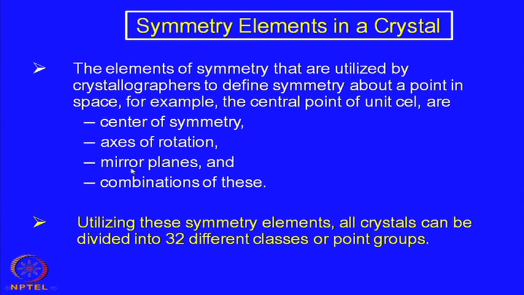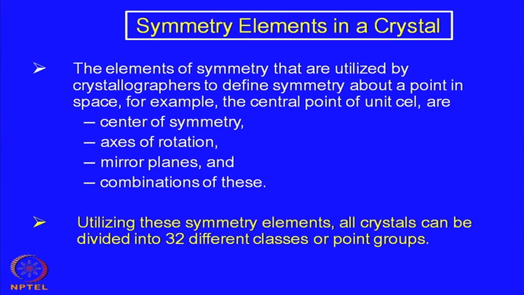Then you have another symmetry element, the mirror plane. You can consider a plane through the geometry or through the volume of the unit cell, and you can see that one half is a mirror image of the other half. So, one can have some symmetry across a mirror or across a plane. And sometimes there are combinations of these, okay.